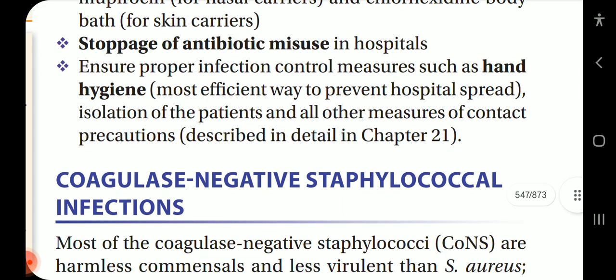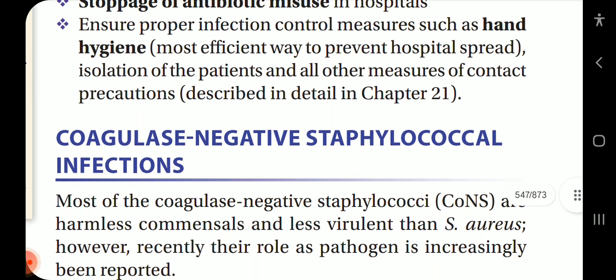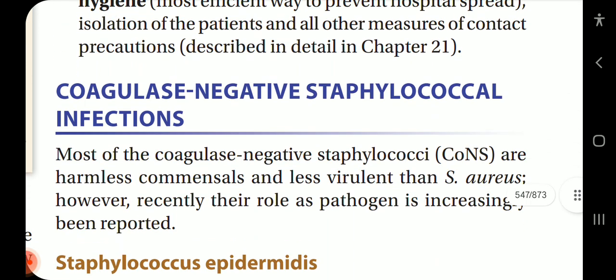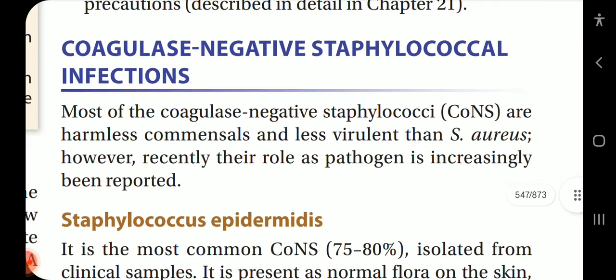Stoppage of antibiotic misuse in hospitals, and ensuring proper infection control measures such as hand hygiene, the most efficient way to prevent hospital spread, isolation of patient and all other measures of contact precautions.